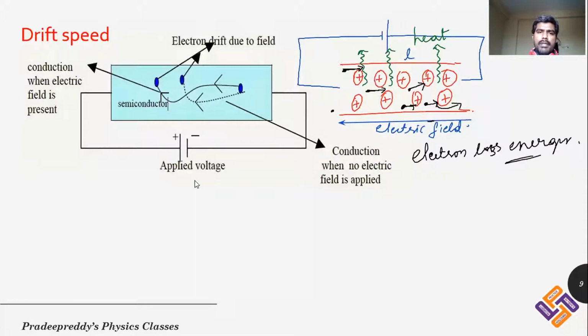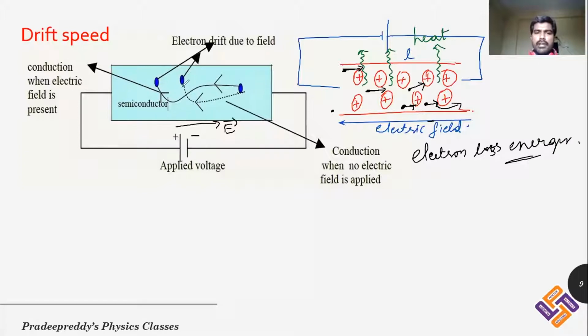Like that, let me take one example here. You have an electron. It is moving in different directions. As I told you, here it is positive and here it is negative. Electric field is directed to the right side. Therefore, electrons are forced to move in the direction opposite to that of the electric field.